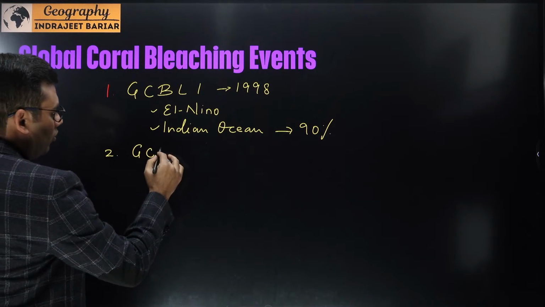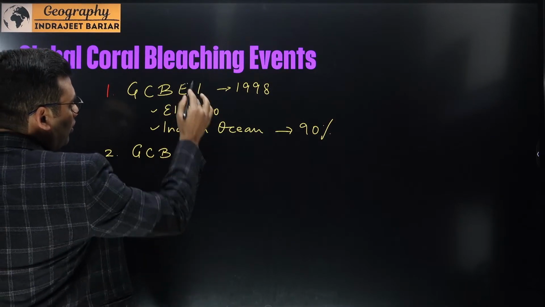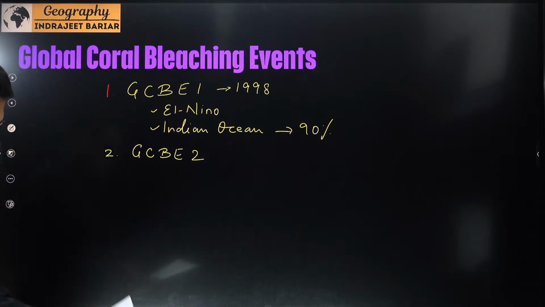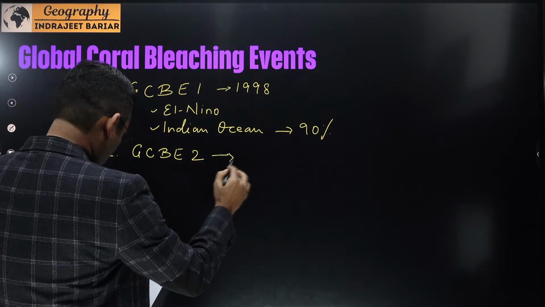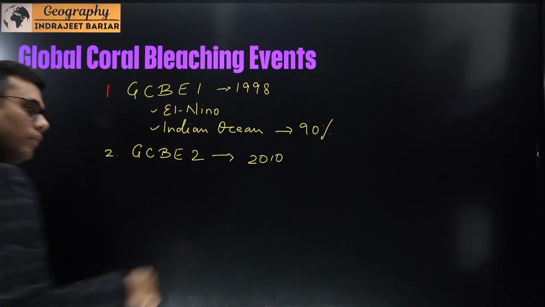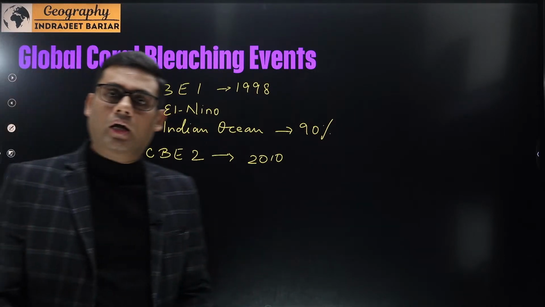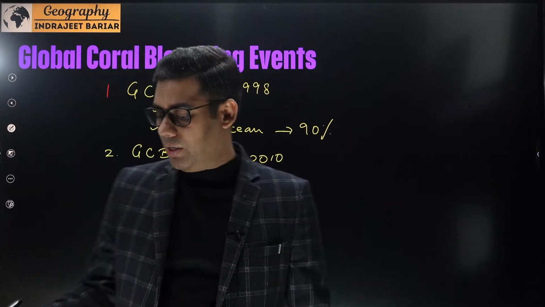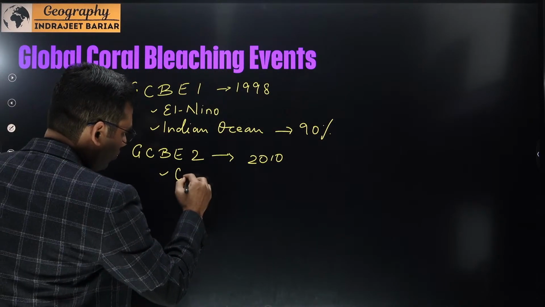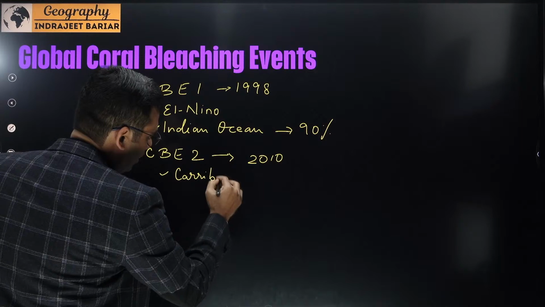Then after that, global coral bleaching event 2. Now this event took place in 2010. This again will be attributed to a major El Nino event, and in this case the affected regions included the Caribbean islands also.